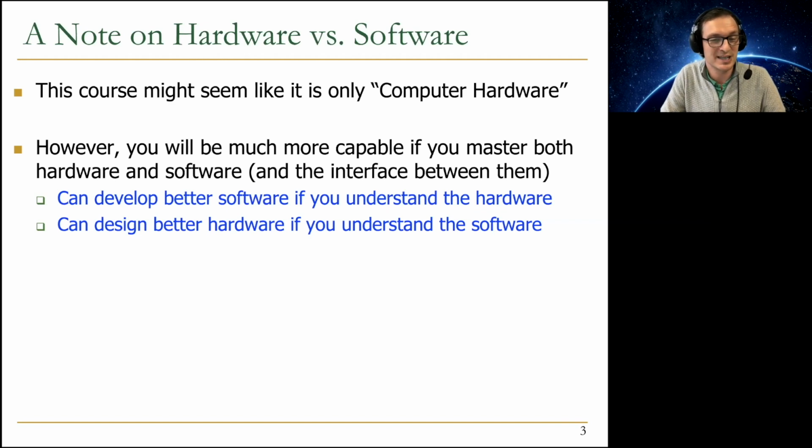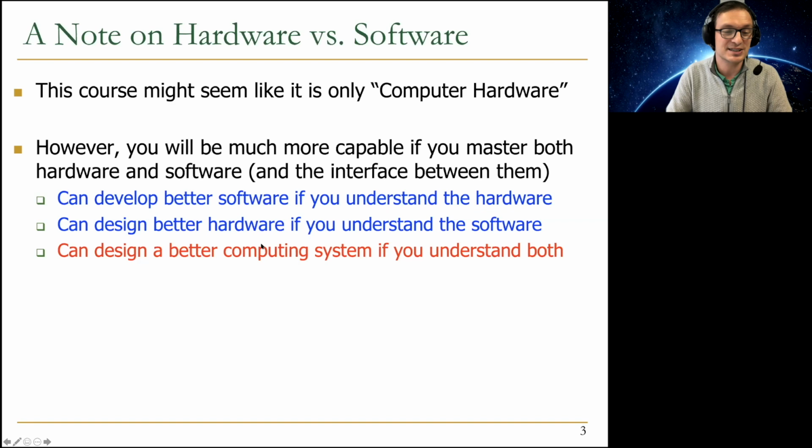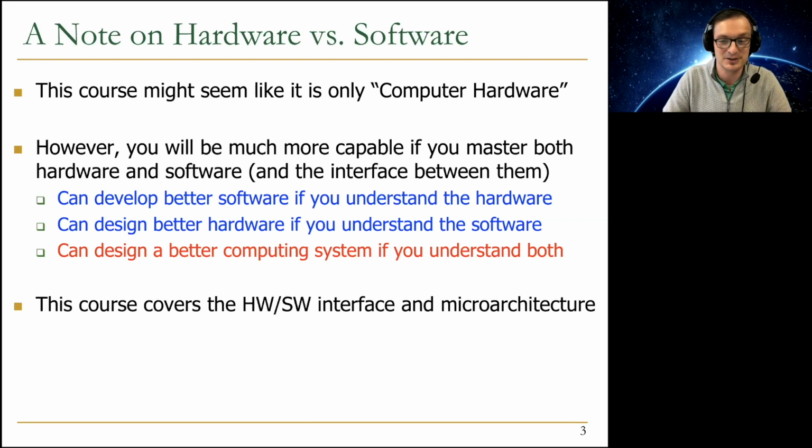It cuts both ways. If you don't care about what's going on up in the software world, let's say, you may actually design some hardware that's essentially useless. And you basically waste a lot of your lifetime and resources on designing something that no one is ever going to use. So I think it cuts across both ways. And in the end, you can design a much better computing system if you understand both, as we have seen in the earlier examples also. And in most of this course, we're going to cover the hardware-software interface and microarchitecture.